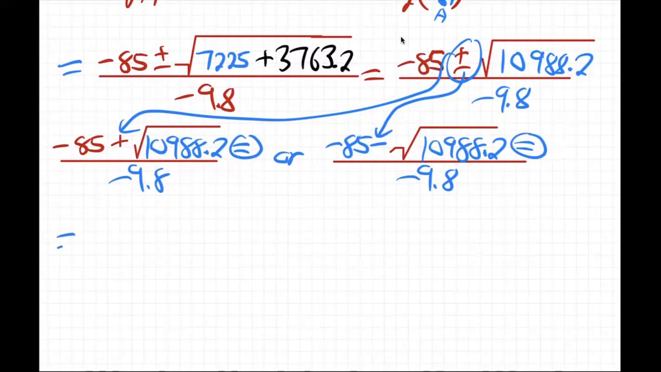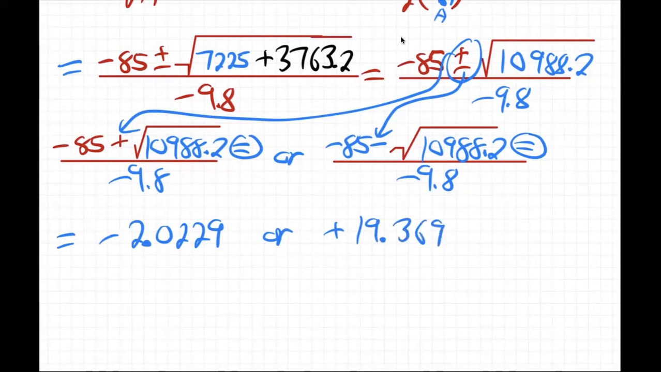So I'm getting for this first answer, negative 2.0229. Or the other answer, minus the square root of 10988.2, equals, divided by 9.8, equals, positive 19.369, and this other one was negative 20.229. Okay, so there's my two answers.